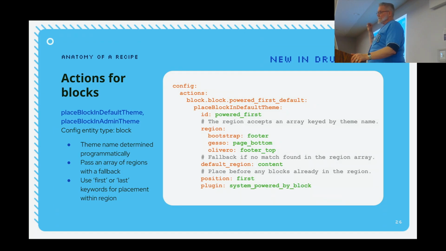You can specify basically an array of different regions. So in this example here, we can see if it's the Bootstrap theme, then put it in the footer. If it's the Gesso theme, put it in the page bottom. If it's the Olivero theme, put it in footer top. And if it's none of those, try and put it in the default region, which here we've specified as the content region. And then we can also use these keywords for placement of first or last, and then it will actually do the work of looking at the existing blocks and figuring out the actual numerical weight that it needs to be able to have it appear where it's intended.